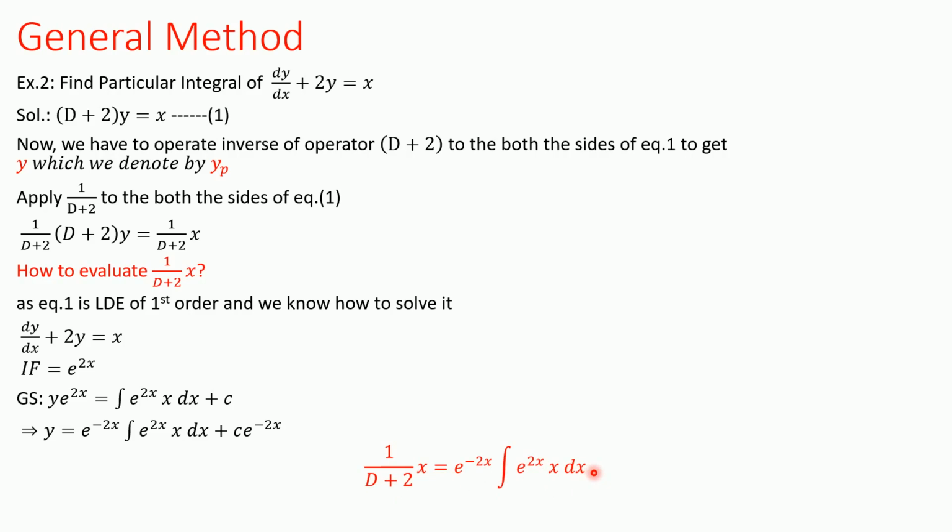Alright, now I guess you have understood how this works. Suppose instead of D plus 2 we have 1 upon D plus 3, so how will it act on x? We'll get e raised to minus 3x integration of e raised to 3x x dx. What if we have, suppose, 1 upon D minus 4 operating on x? In that case it will be e raised to 4x. When we have D minus 4 here, the root will be 4, so e raised to 4x integration of e raised to minus 4x x dx, like this.